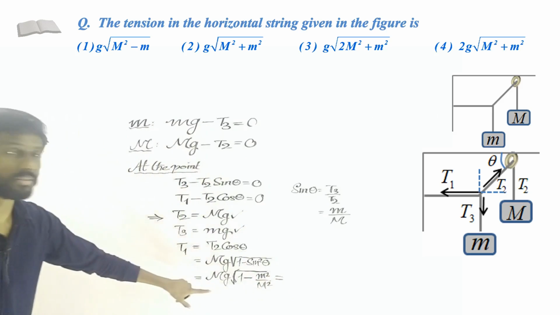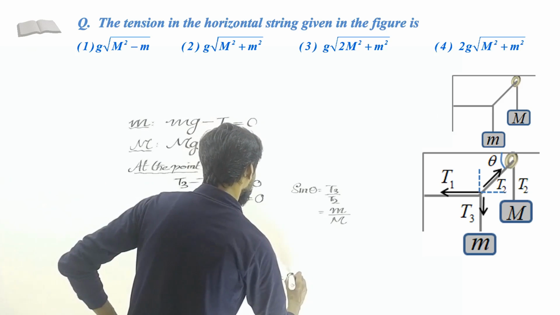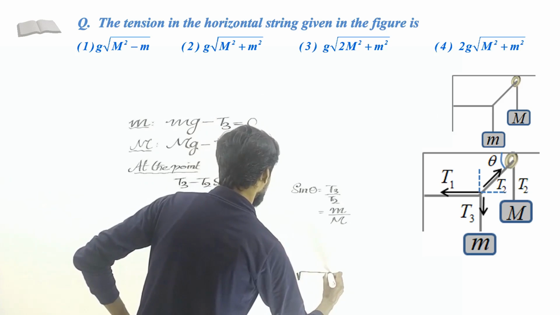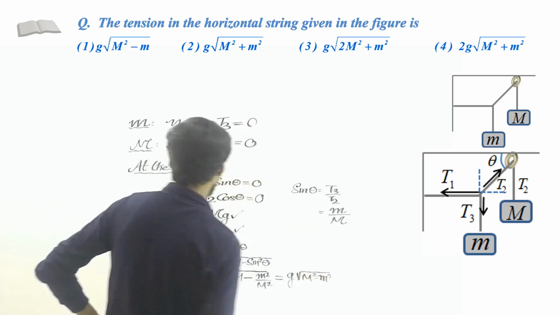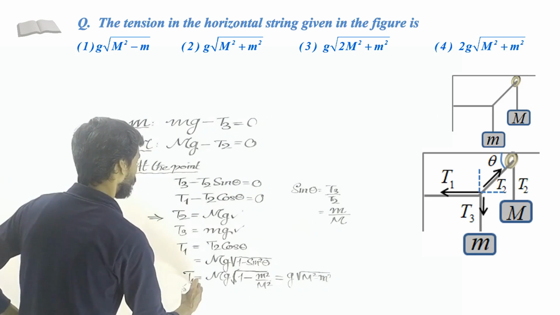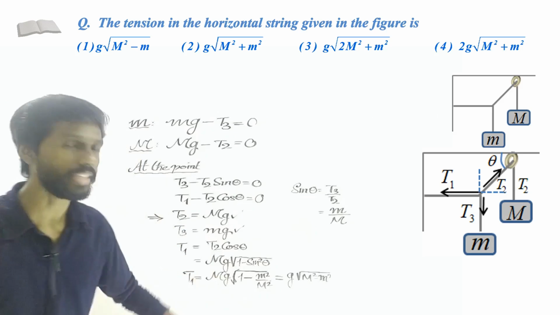So this capital M will get cancelled. So T1 is g multiplied by the square root of M square minus m square. So that's all. This is the value of our required tension T1. These are the values required for T1, T2 and T3, so that is the required answer.